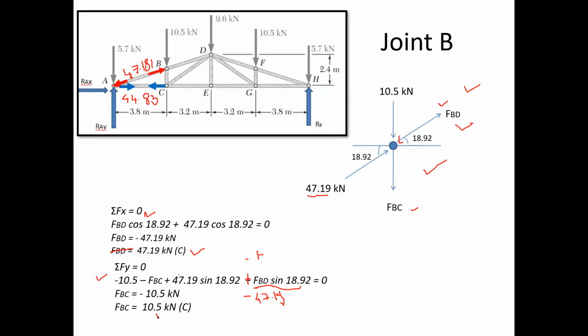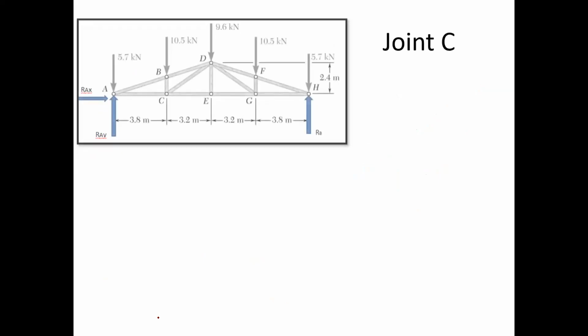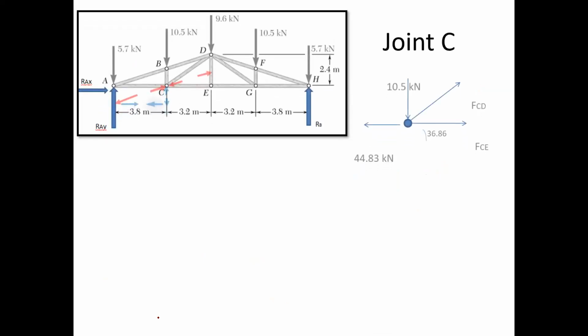Okay. So here we'll show it once again. As I showed here, FBD as 47.19, okay, and FBC as compressive, and that is equal to 10.5.